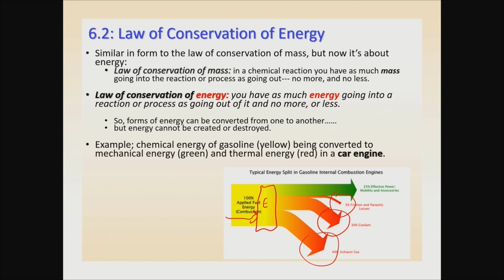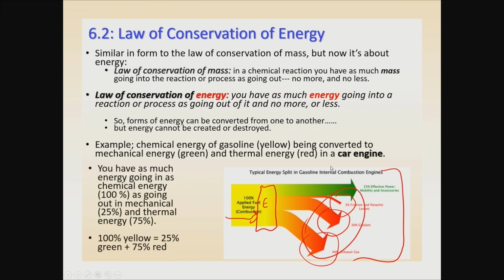So what you can see is that the engine can only take a small fraction of that 100% of chemical energy being added to it and convert it to 25% mechanical energy. But here's the thing: despite that, all the energy that went into the engine can be accounted for. It is all going out. It's just that only 25% of it went to mechanical energy. The rest of the 75% went to thermal energy down here. So this is a perfect, wonderful example of the law of conservation of energy.